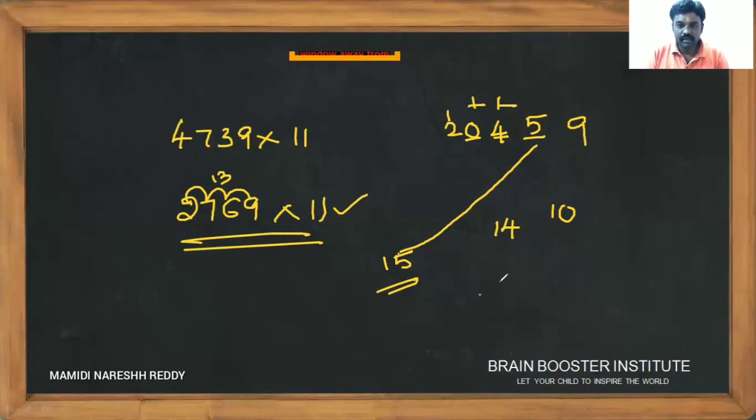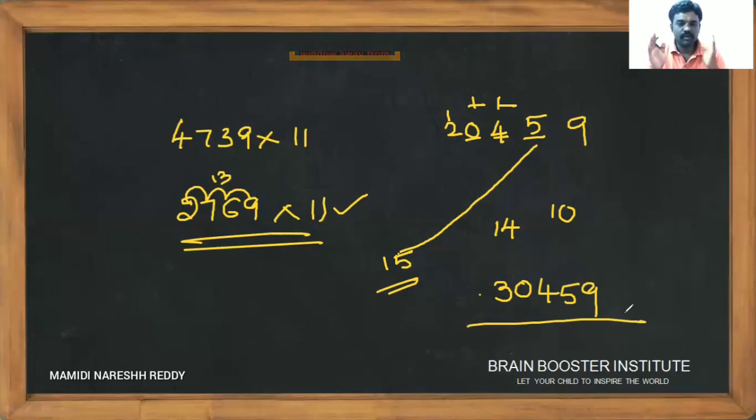Now what do you get here? 2 plus 1 is equal to 3, and 0 and 4 and 5 and 9. Means 30,459. So it's simple: if the sum of the digits is a two digit number, just one digit we can write in the space and the tens digit we can carry forward to the next digit. That's it. Okay.